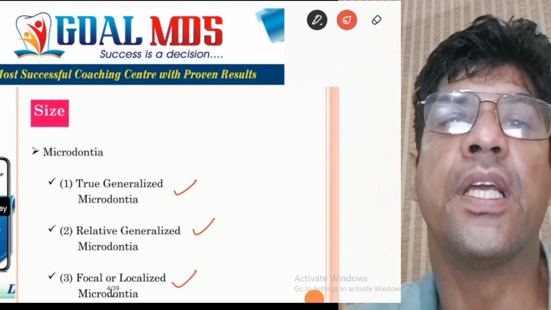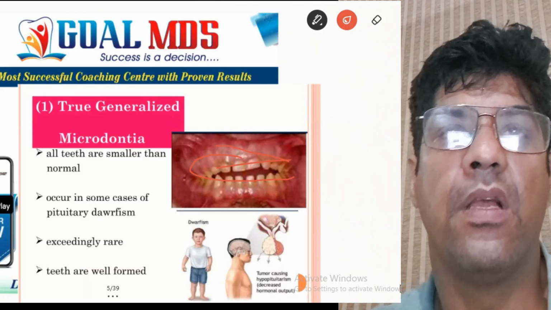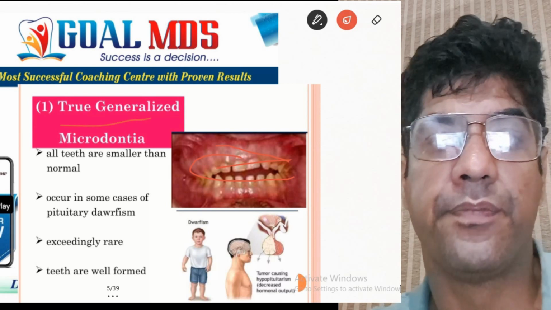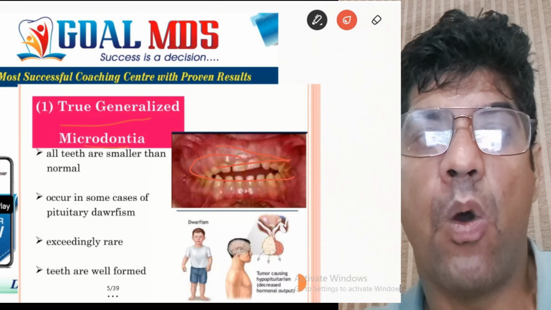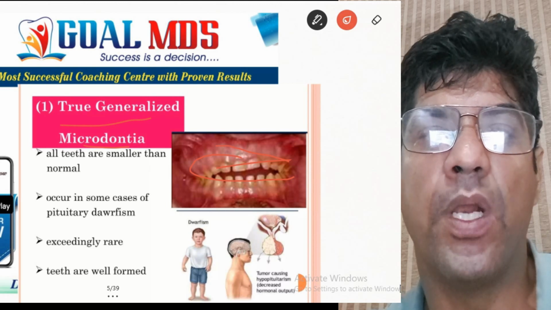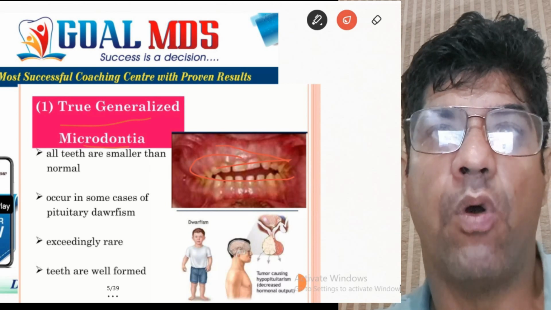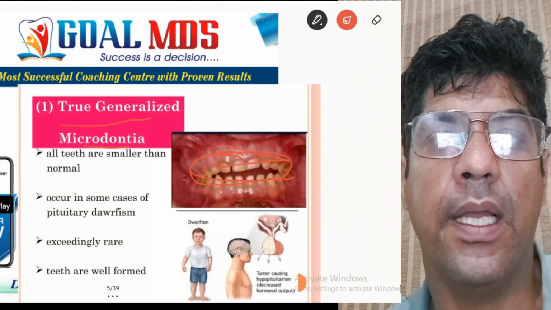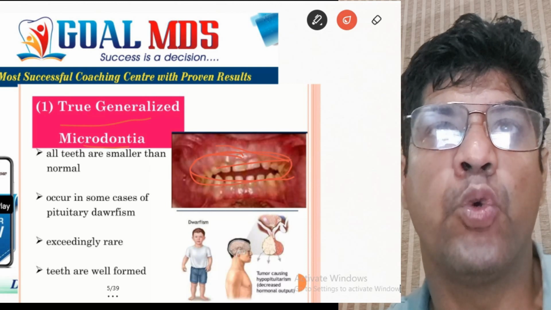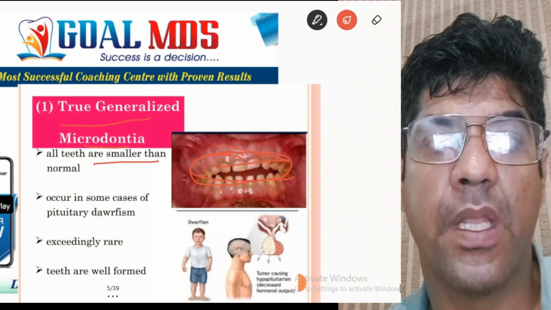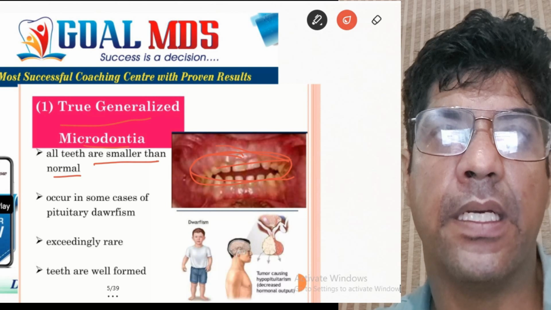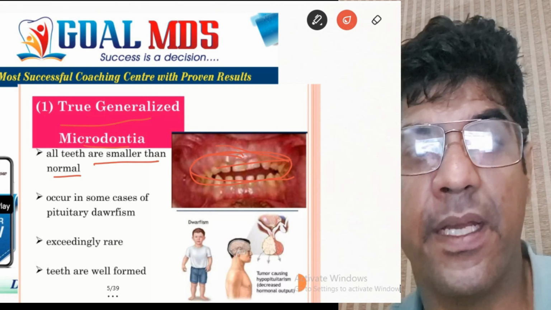What is true generalized microdontia? This is when all the teeth in the mouth are smaller than the normal. It affects the primary teeth and the permanent teeth. It occurs due to a genetic factor.